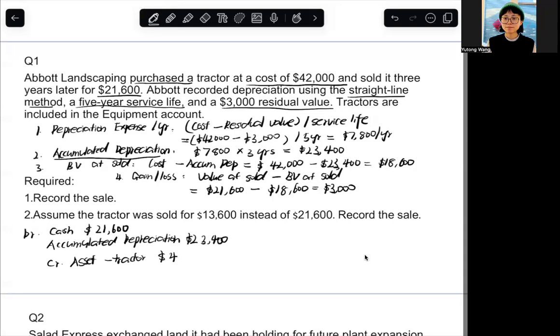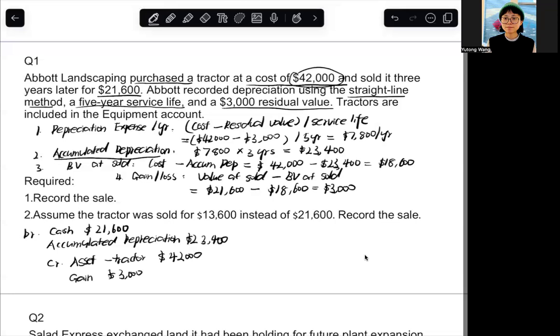Use the book value because this is the amount that is on your balance sheet and you want to remove it. And gain, use the credit 3,000. Okay, that's all for the first question. Debit cash, accumulated depreciation, credit asset, and gain. The asset uses the book value at the beginning because that's the amount on your balance sheet and you want to remove it.